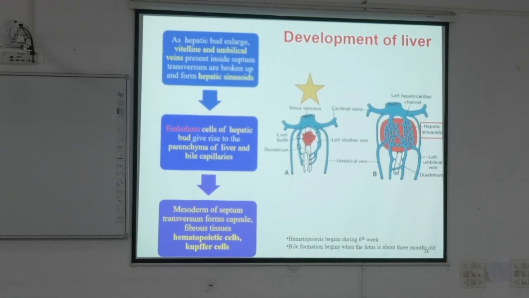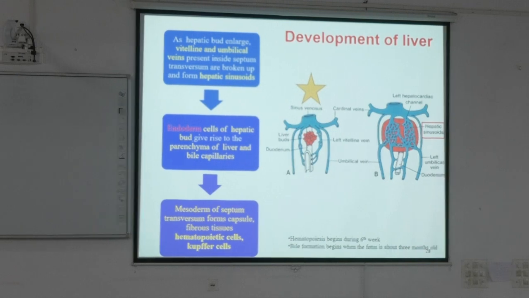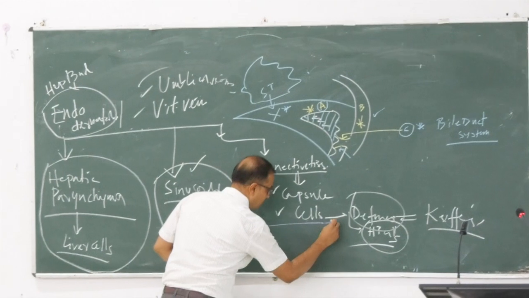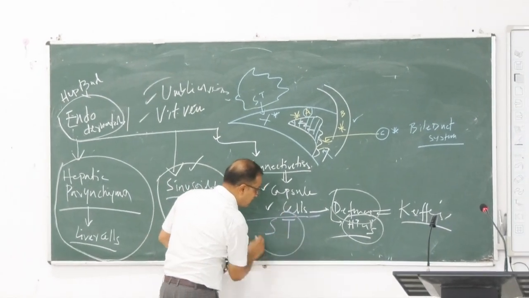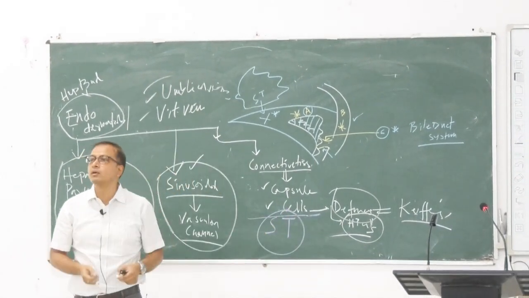Now, then we are left with this C element, the connective tissue. The septum transversum, which is a mesenchymal element, itself gives rise to the capsule of the liver. The liver is covered with a capsule, we call it Glisson's capsule. That capsule is derived from this mesenchymal element. That means it is coming off the ST, the septum transversum, into which the liver bud grows.